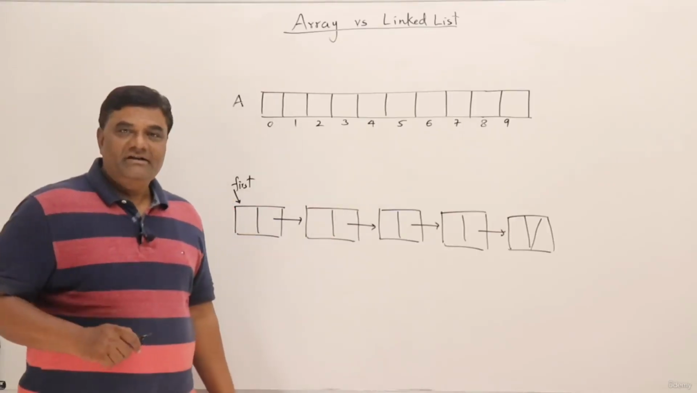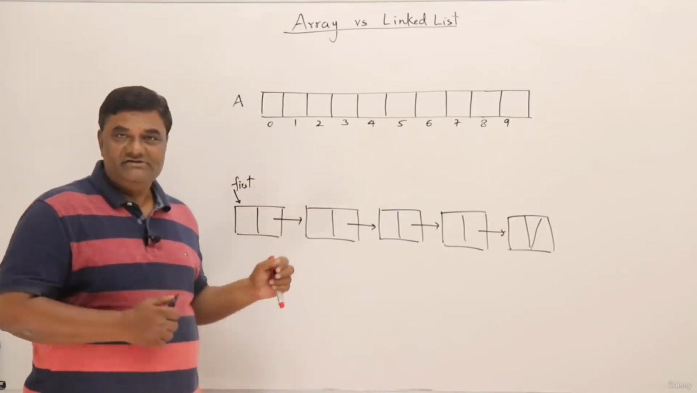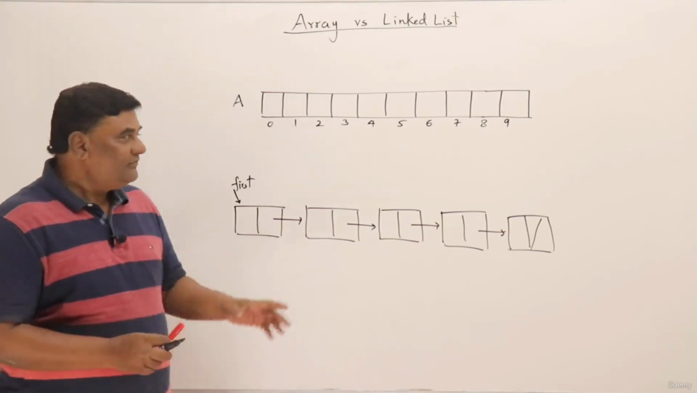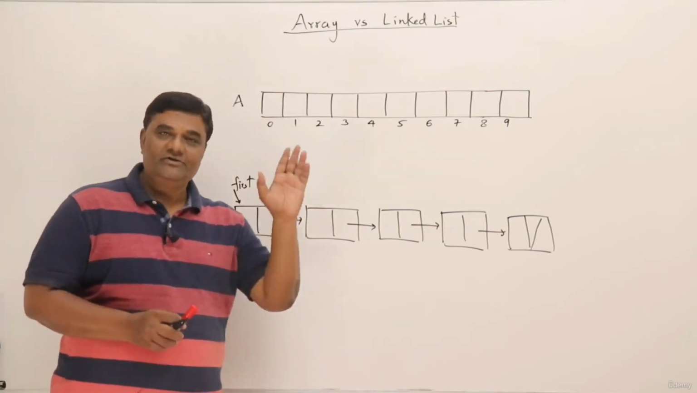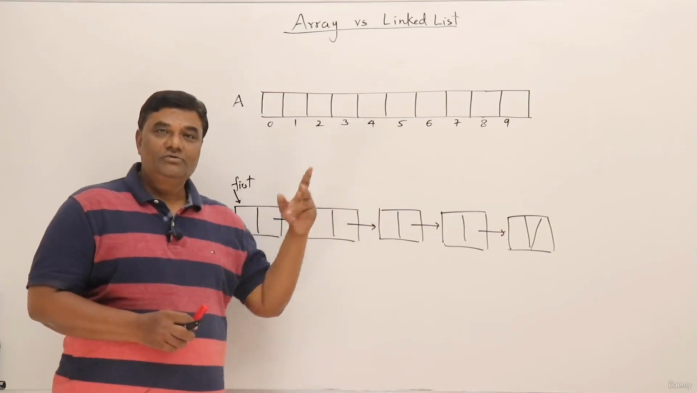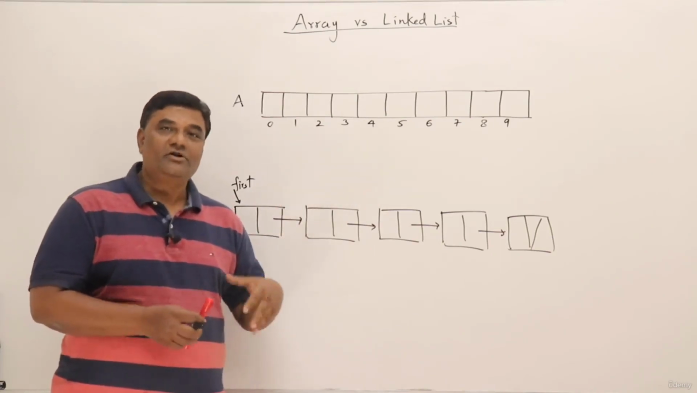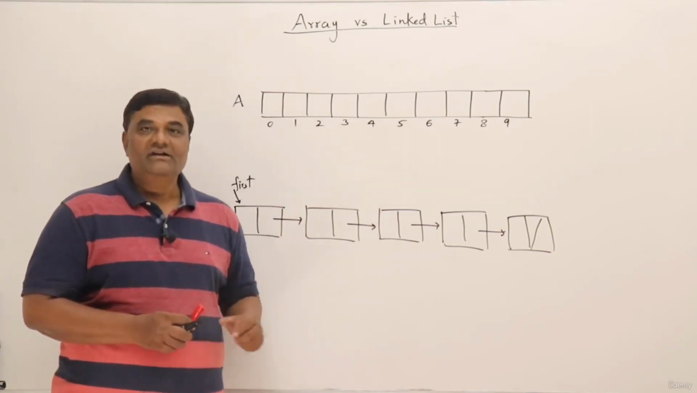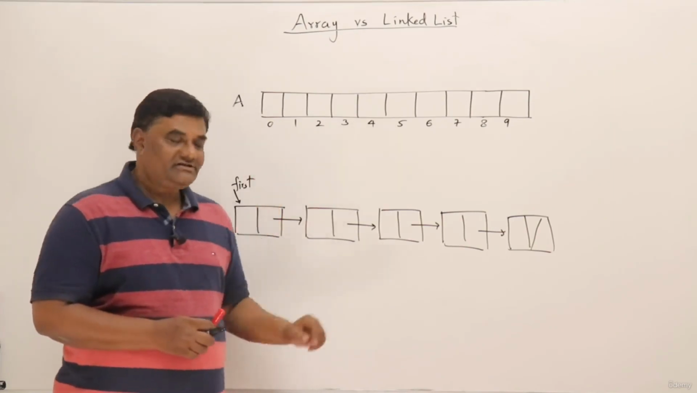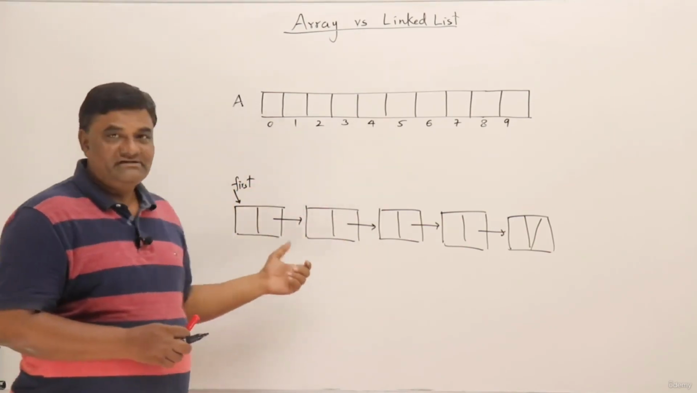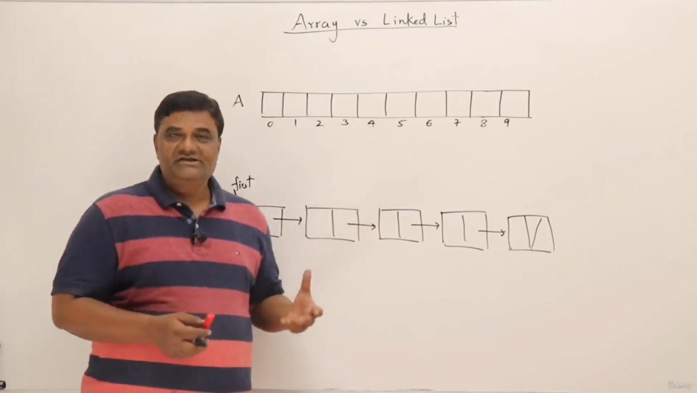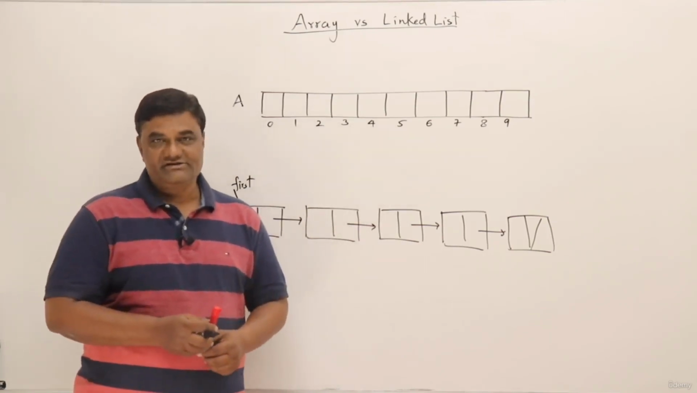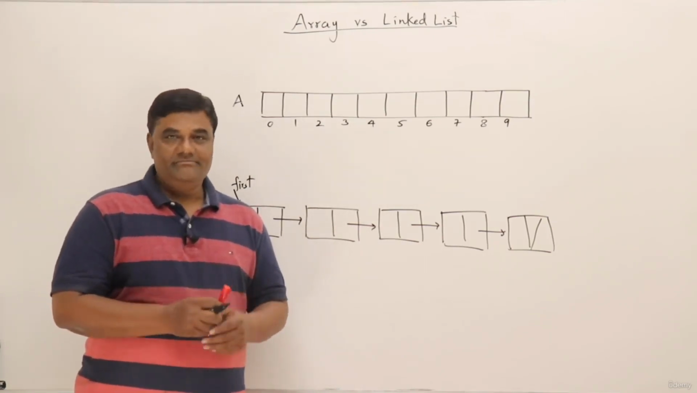In this video, we'll compare array with linked list. Basically, these are two physical data structures. In the beginning videos, I have explained that there are two physical data structures, or we can use a combination of these two data structures. So basically, two physical data structures, array and linked list. Using these data structures, we implement other logical data structures. So let us compare them.